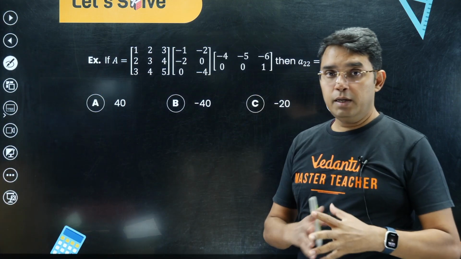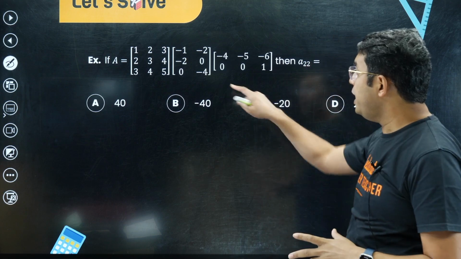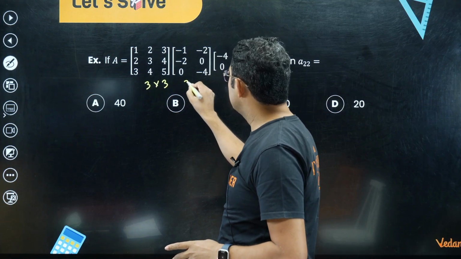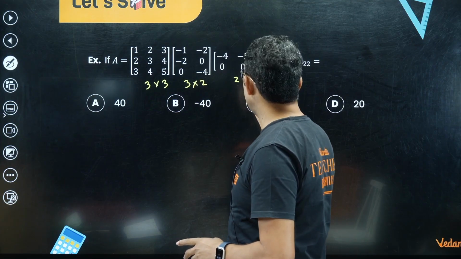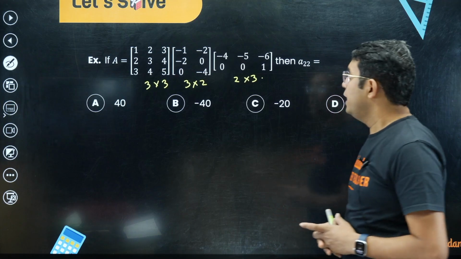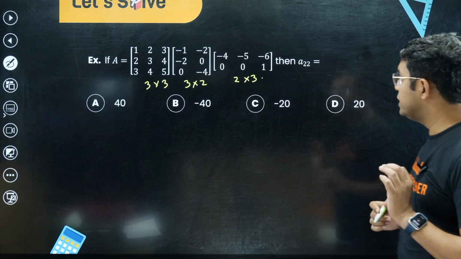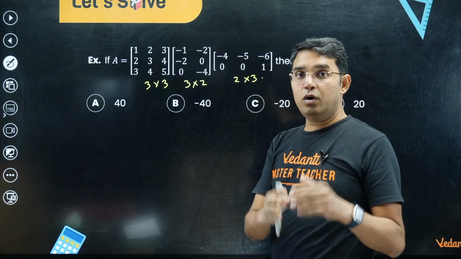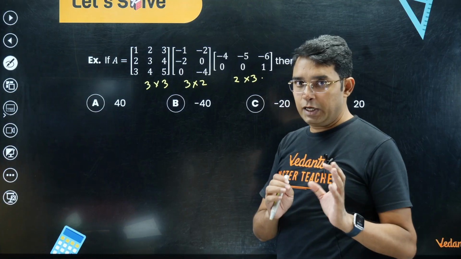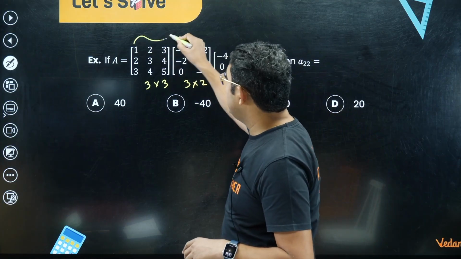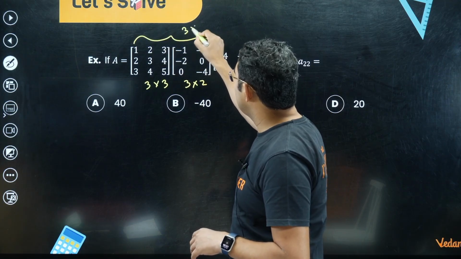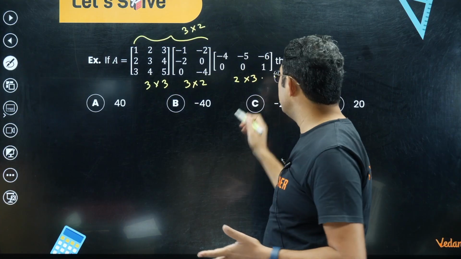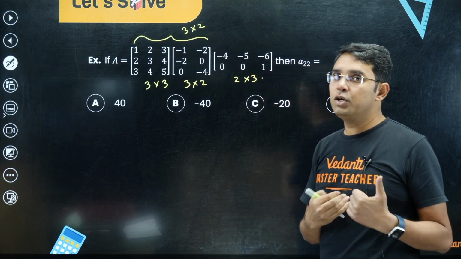Coming to now, let's solve this question. We are given A equal to this 3 into 3 matrix multiplied with a 3 into 2 matrix and multiplied with a 2 into 3 matrix, and we have to find A22. Now dear students, please listen carefully. If you apply that strategy or trick, you will save your calculation. Please see how. If I multiply these two only, it will be a 3 into 2 order matrix, because 3 into 3 times 3 into 2 gives 3 into 2, and this is 2 into 3. So finally it will be a 3 into 3 order matrix.